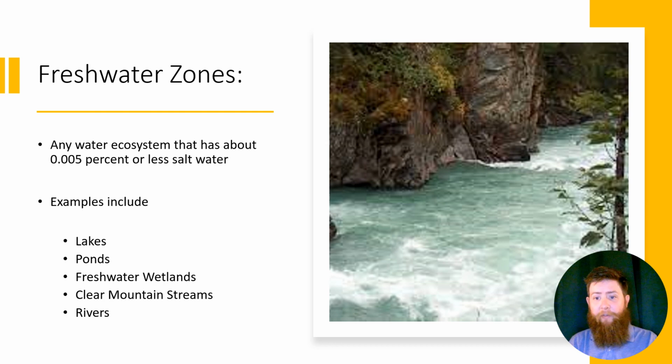All right, the next areas we're going to talk about for water zones are the freshwater zones. And this is any water ecosystem that has about 0.05% or less salt. Remember that seawater had 0.03. So these are ones that have significantly less salt than the ocean environments, the marine environments. Some examples are lakes, ponds, freshwater wetlands, clear mountain streams such as this one, and rivers.